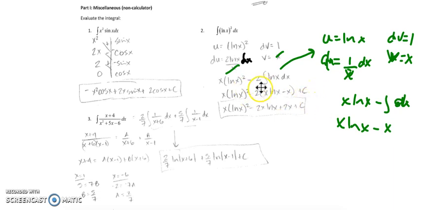Don't forget that x ln of x minus x is within parentheses because we have to distribute the 2 to both the terms within the parentheses. So I could have left it like this, or I could rewrite it like this with the 2 distributed.